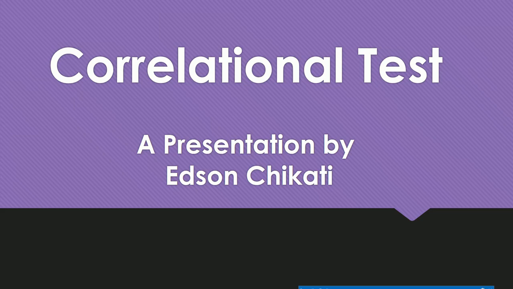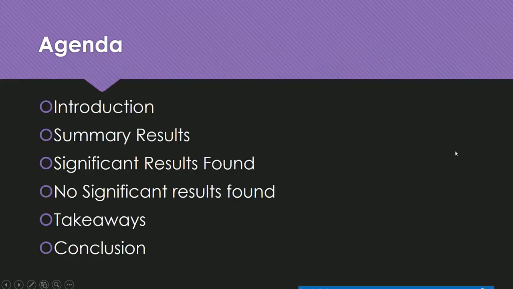I'm going to present a short presentation on correlational test using PSP. The agenda of my presentation is as follows. I start by introduction, moving on to summary results, then significant results found, no significant results found. Then I'll give some takeaways. The last slide deals with conclusion.